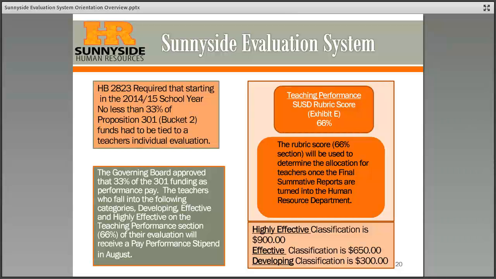HB 2823 required that starting in the school year 2014-15, no less than 33% of Prop 301 monies, which is bucket 2, may be tied to a teacher's individual evaluation. The governing board approved that 33% of its 301 funding as paid for performance. The teachers who fall into the following categories, developing, effective, and highly effective, on the teaching performance section, which is the 66% rubric score, will receive a pay for performance stipend in late August. This will continue for the 17-18 school year as well.